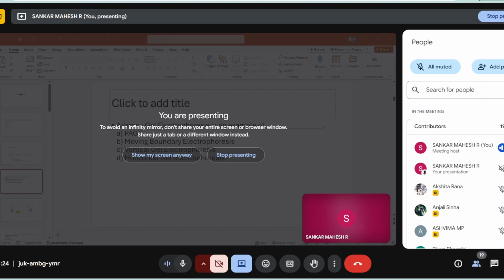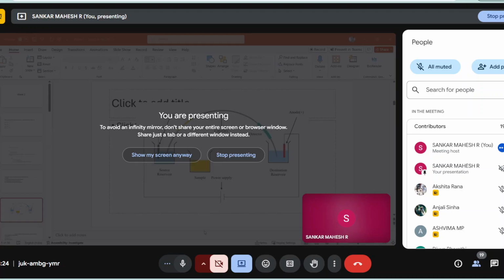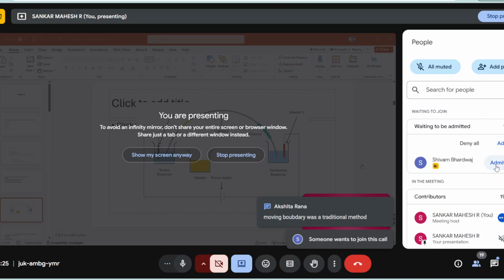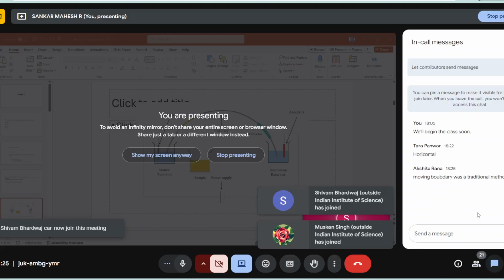So I would start with eliminating the wrong options that are here. The first option that I would like to bring to your notice is option B, moving boundary electrophoresis. Yeah, Akshita, you were typing something. You can unmute.